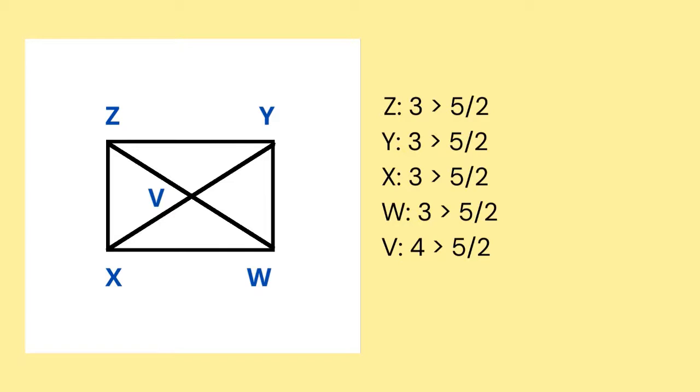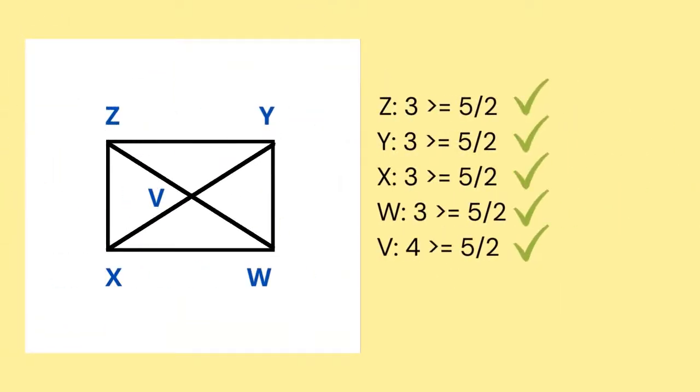Z 3 greater than or equal to 5 over 2, Y 3 greater than or equal to 5 over 2, X 3 greater than or equal to 5 over 2, W 3 greater than or equal to 5 over 2, and V 4 greater than or equal to 5 over 2. If all the vertices satisfy the conditions, it will then be Hamiltonian. In this example, each vertex and its degree satisfy the conditions. All degrees are greater than or equal to 5 over 2, thus it is an example of a Hamiltonian graph.